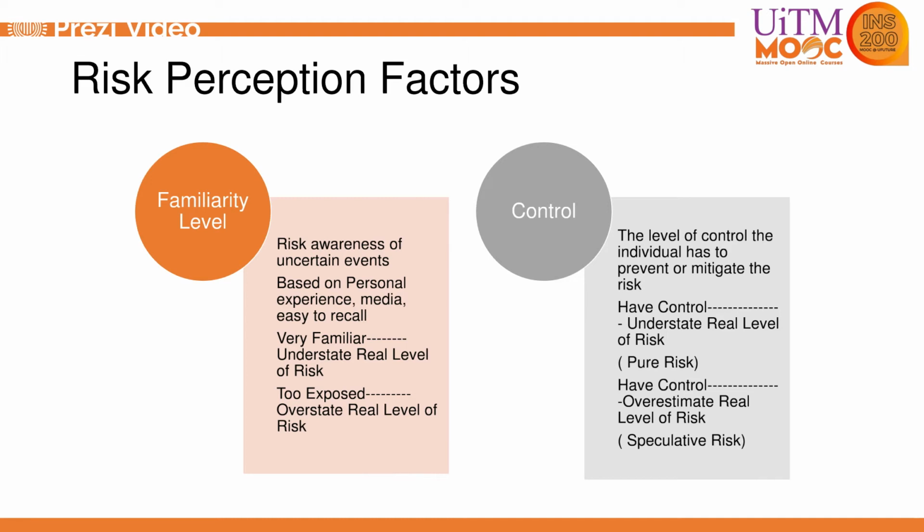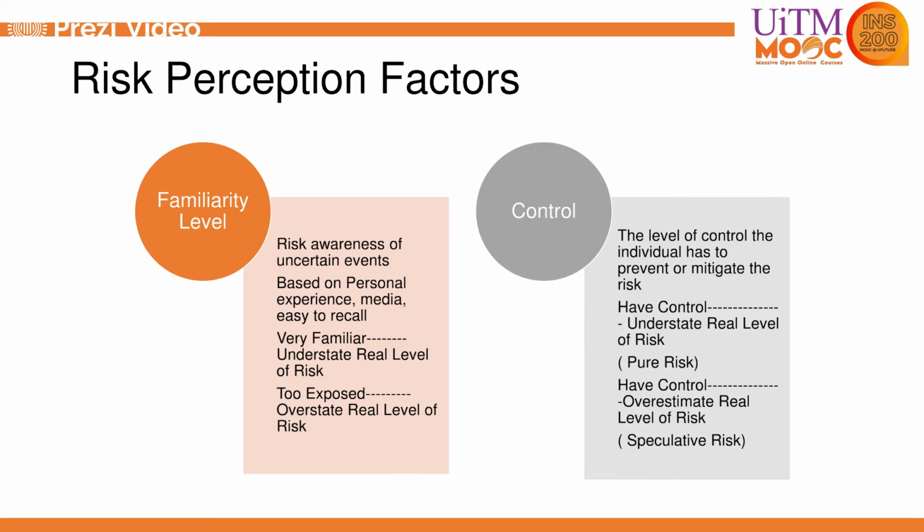you become overconfident because you have been driving a car so long, or you have experience driving the car. You have so much confidence driving the car very fast. Therefore you understate the real level of risk because you feel that you are an experienced driver, you always drive fast, and you will not get into any accidents because you have the control. But if something is beyond your control, or you cannot control certain things, you might overstate the real level of risk.